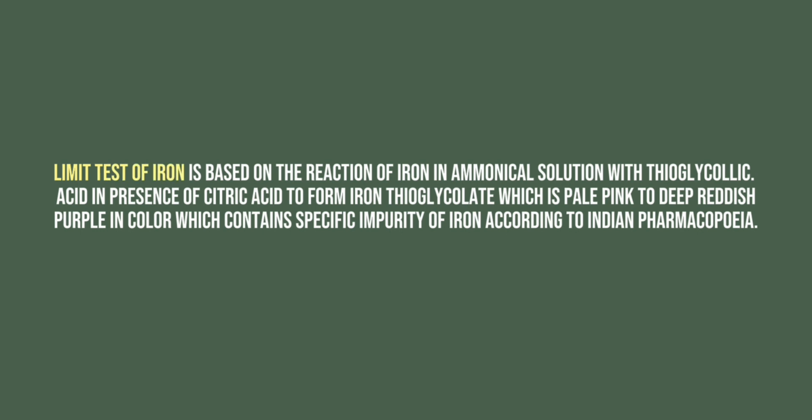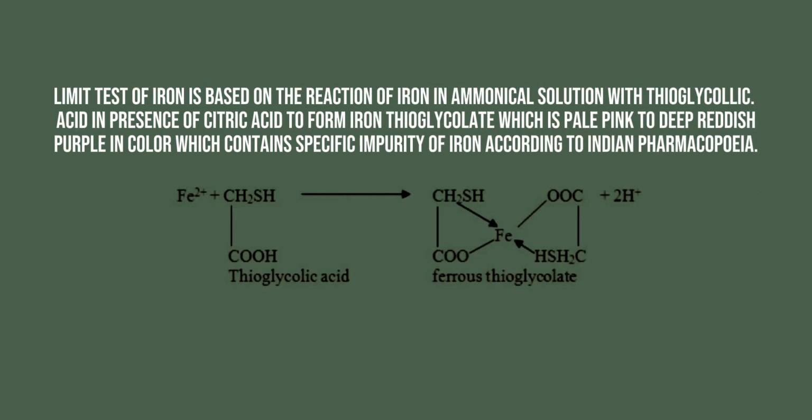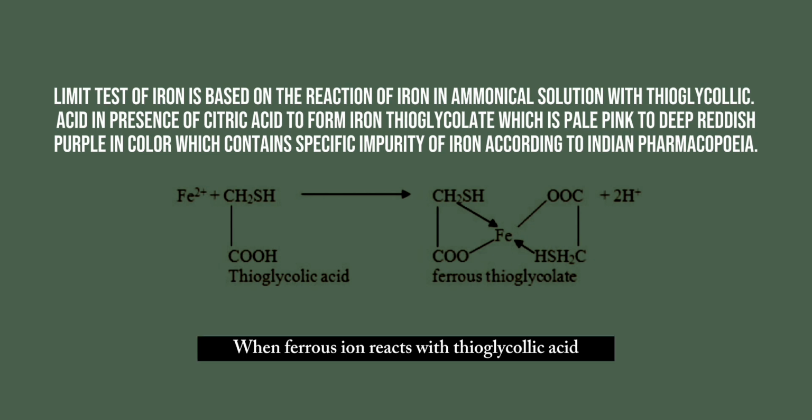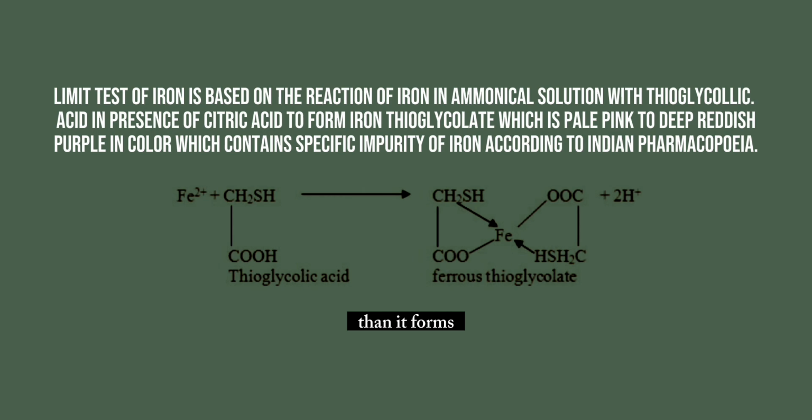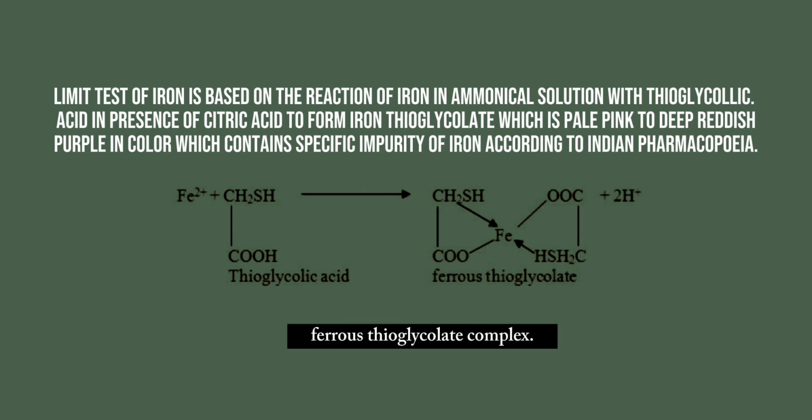First, we talk about the principle and its reaction. The limit test of iron is based on the reaction of iron in an ammoniacal solution with thioglycolic acid in the presence of citric acid to form iron thioglycolate, which is pale pink to deep reddish purple in color, which detects the specific impurity of iron according to the Indian Pharmacopoeia. When ferrous ion reacts with thioglycolic acid, it forms a ferrous thioglycolate complex.